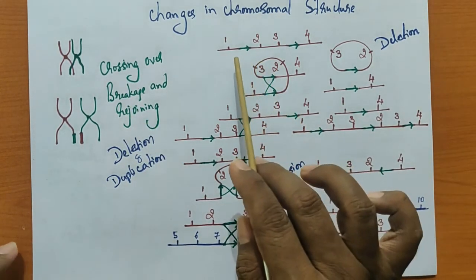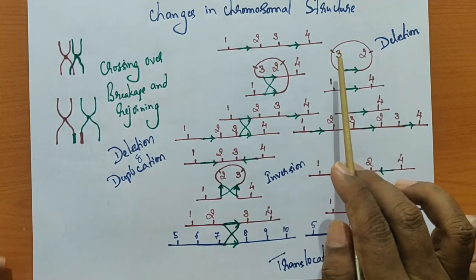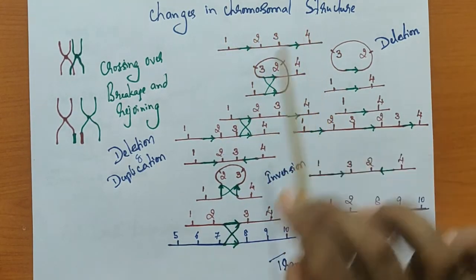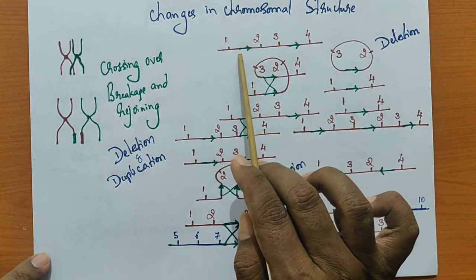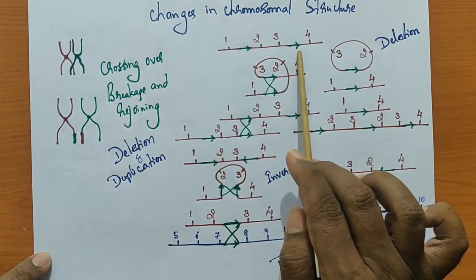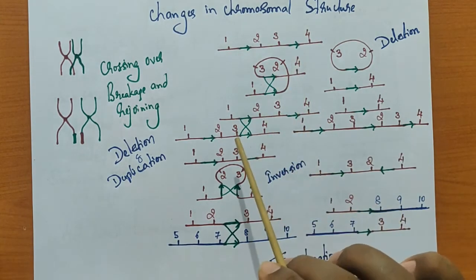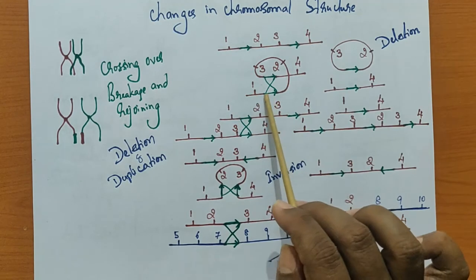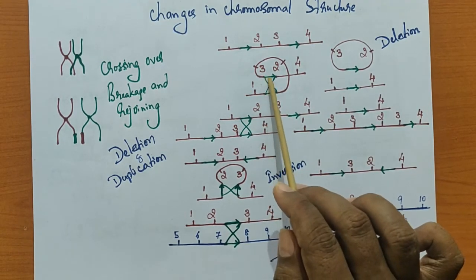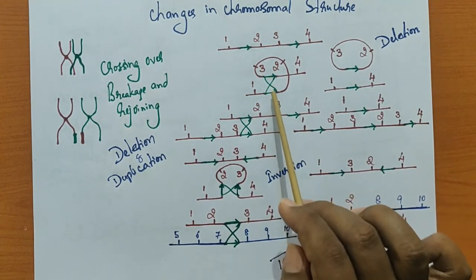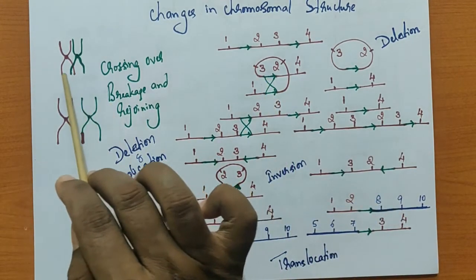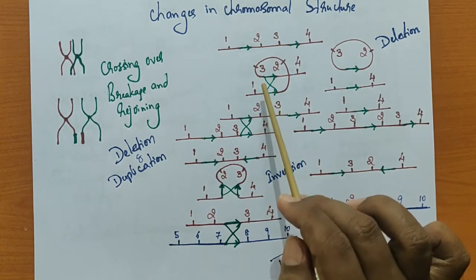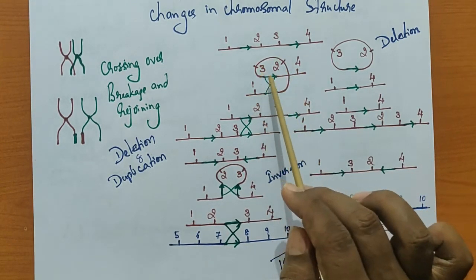Now I will take an example of this chromosome. It's a pictorial representation. This is gene 1, gene 2, gene 3 and gene 4. But we have a repetitive unit here and a repetitive unit here. During the cell cycle, it can create a condition like this. Now this is the repetitive unit and this is the repetitive unit. So they come very close to each other, which is very similar to a homologous pairing.